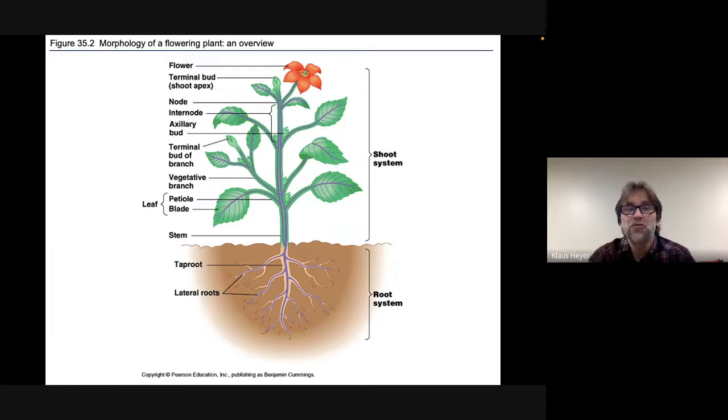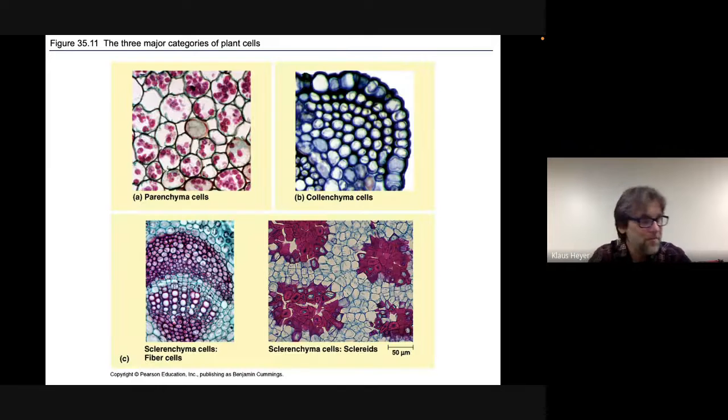Let's start getting into the cellular layout of plants. So plants have 3 types of cells, and they differ in the thickness of their cell wall. So remember, plants have cell walls. So they have a phospholipid bilayer like we do, but they have cellulose around that.